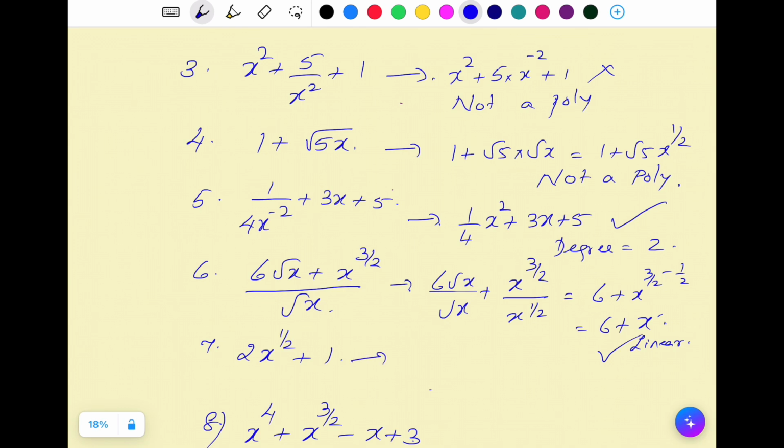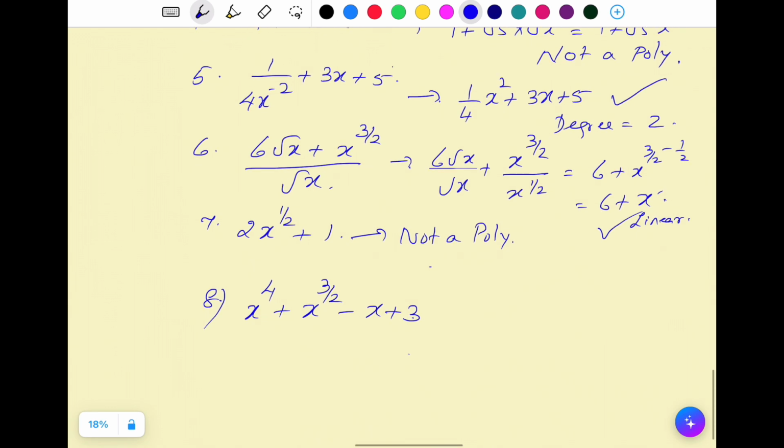Here 2 into x to the power of half. So, the degree is not an integer, therefore, not a polynomial. The next question, again, x to the power of 4 plus x to the power of 3 by 2 minus x plus 3. Here 3 by 2 is not an integer. So, not a polynomial.